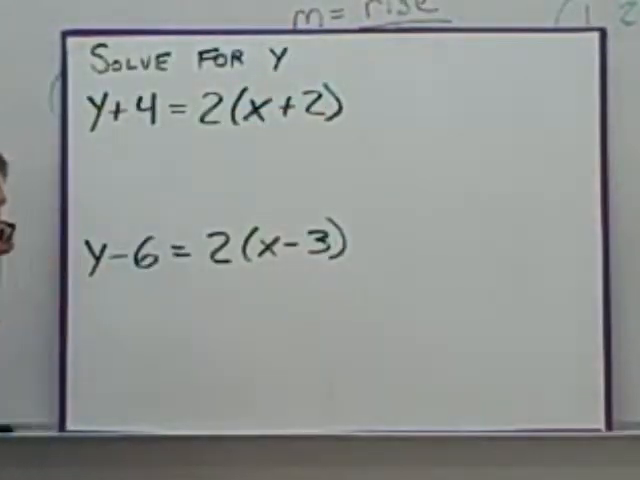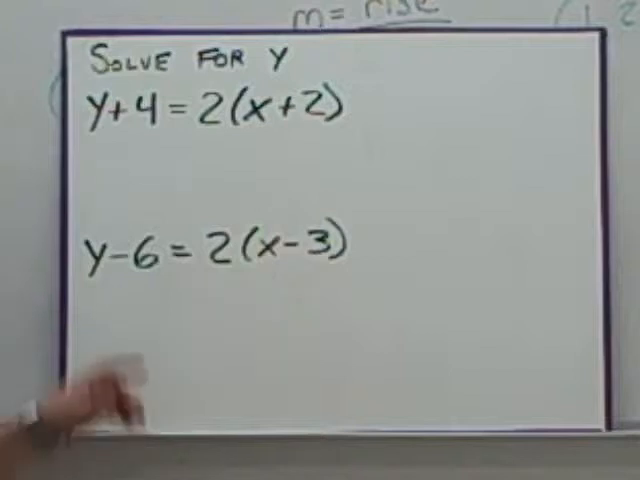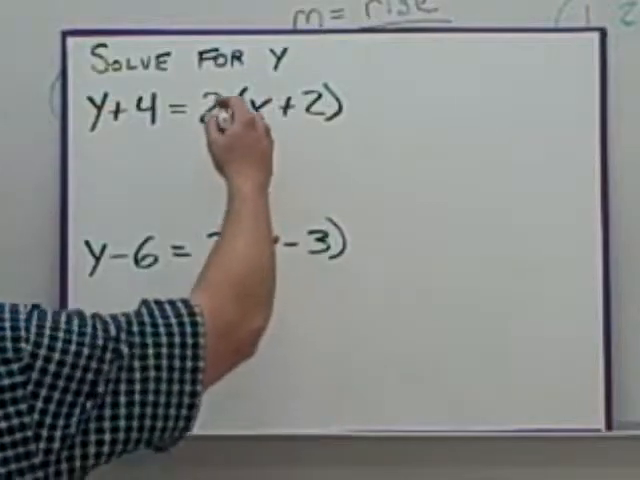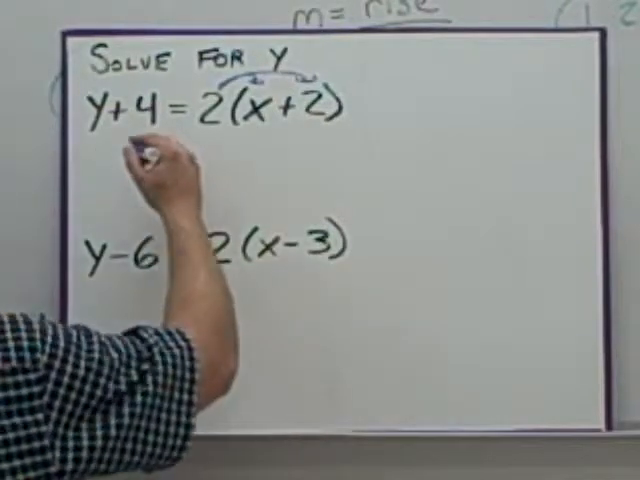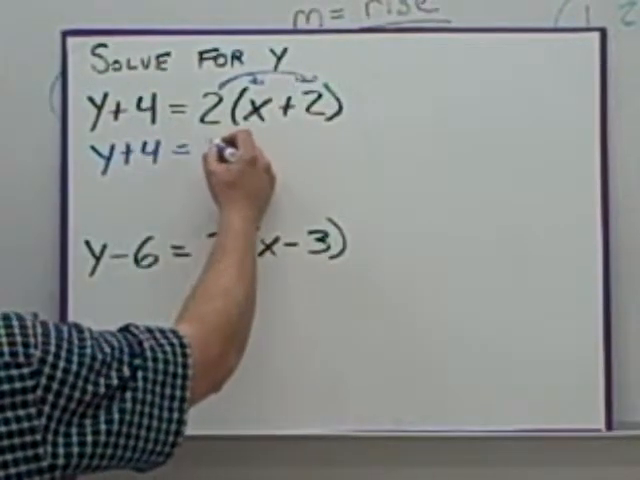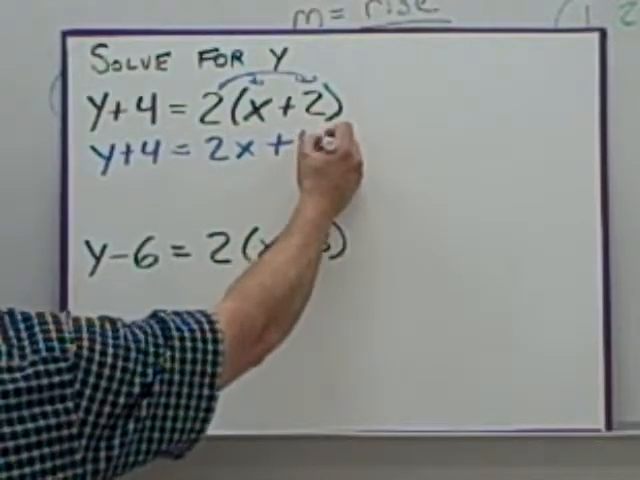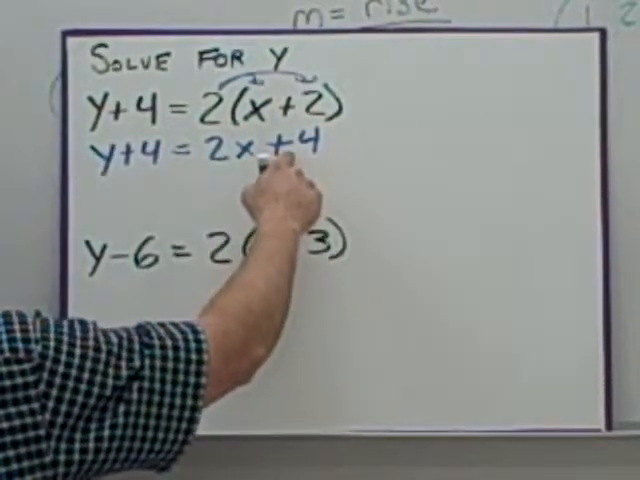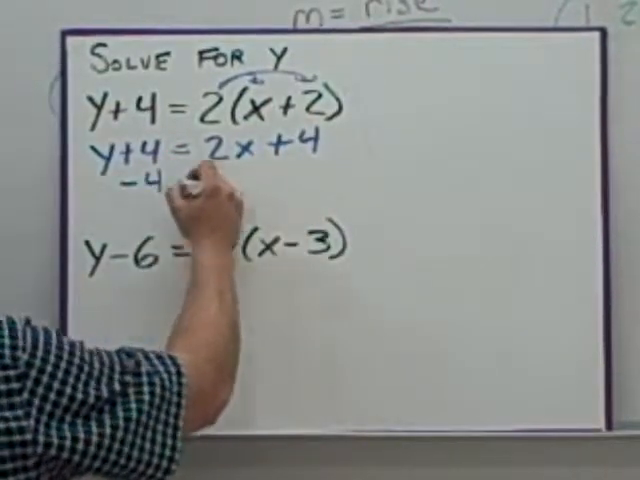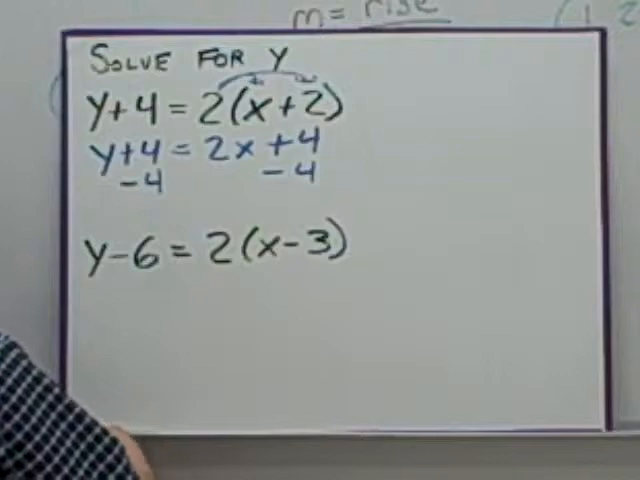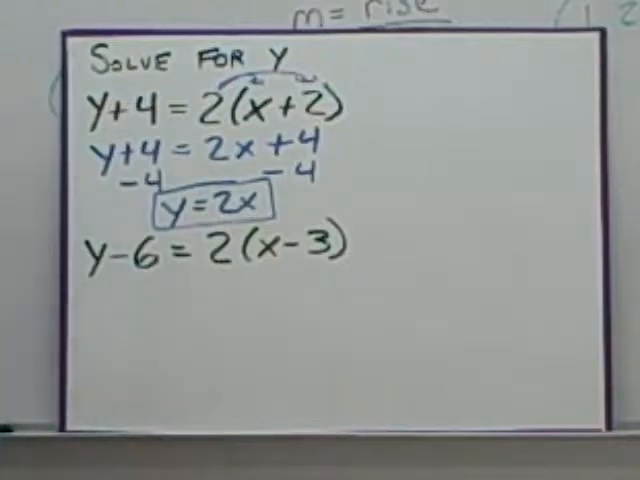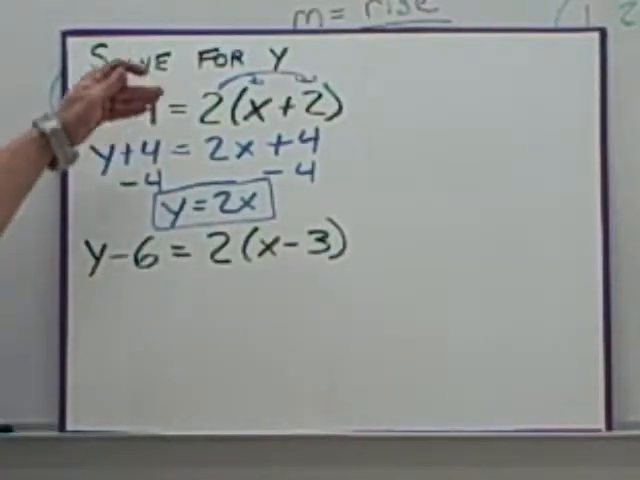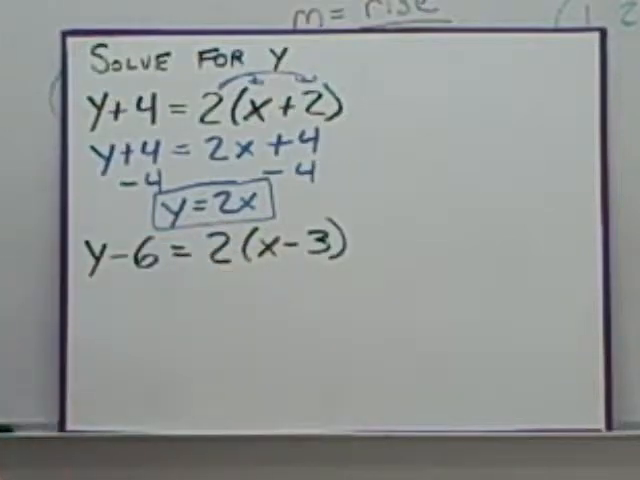I also want to prove at the same time that these two are actually the same equation. They look different, but they are the same. To do that, we're going to solve for y. First, we use the distributive property to get rid of that set of parentheses. That makes this y plus 4 is equal to 2x plus 4. 2 times x is 2x, 2 times 2 is 4. Then we subtract 4 from both sides, and that gives us y equals 2x. Much simpler equation, easier to work with. So many times simplifying like this makes it easier to work with your equation.